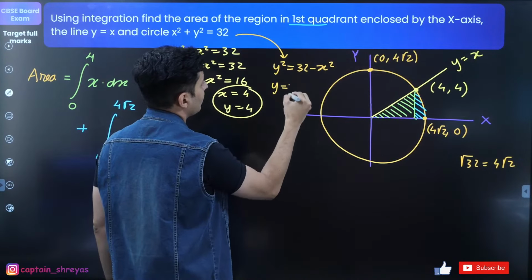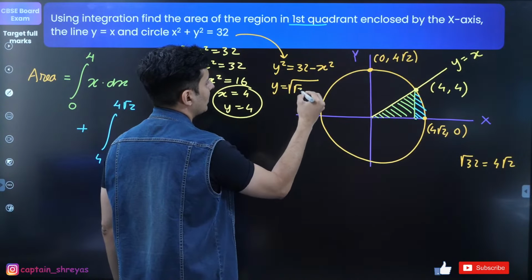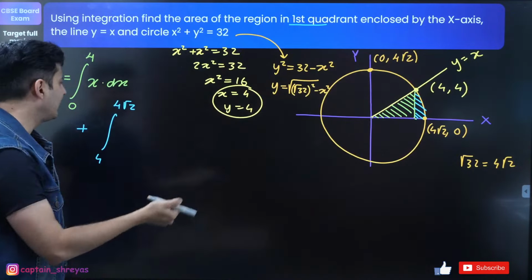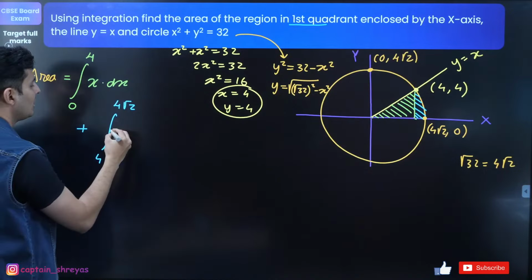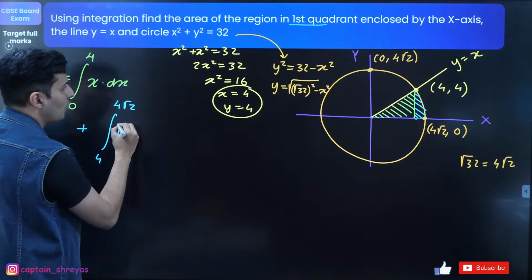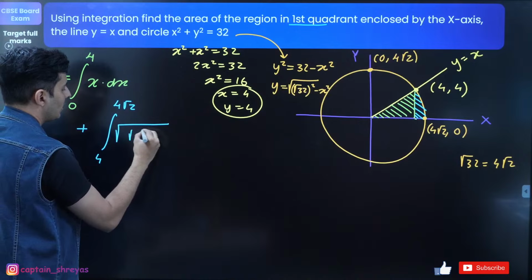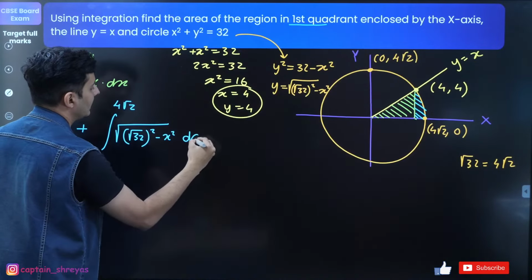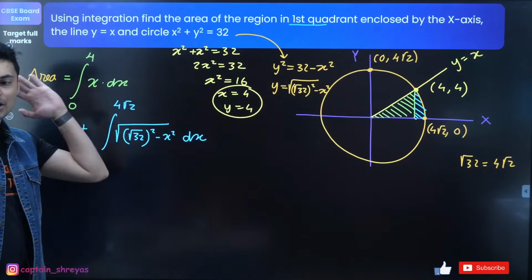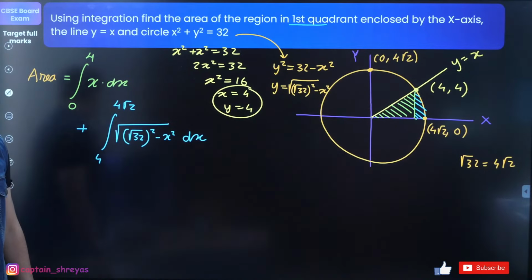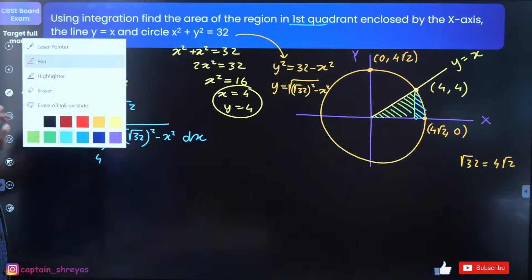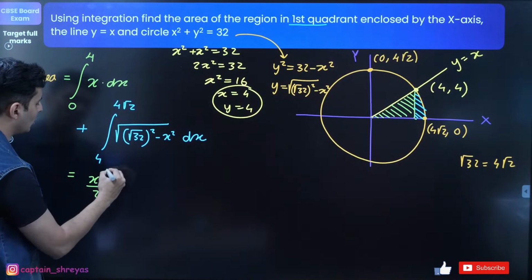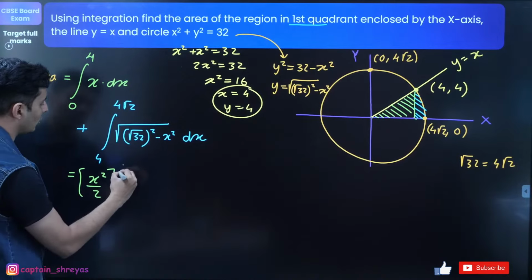So y will be root of root 32 square minus x square. You might be wondering, why is sir writing it like that? You will understand it in a bit. So this will be the integral of root of root 32 square minus x square dx. Now this integration you can perform easily. Yes or no? You know the first part's integration is nothing but x square by 2. Limits will be from 0 to 4.